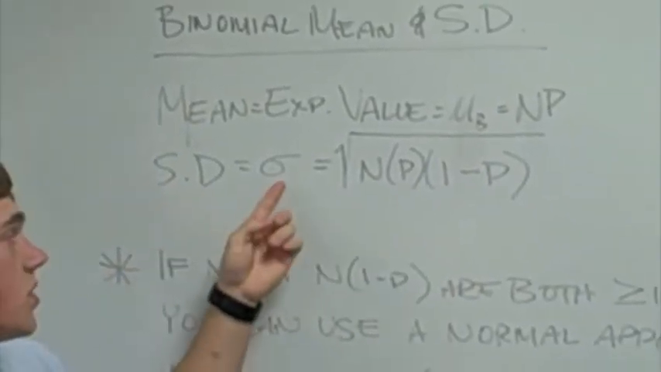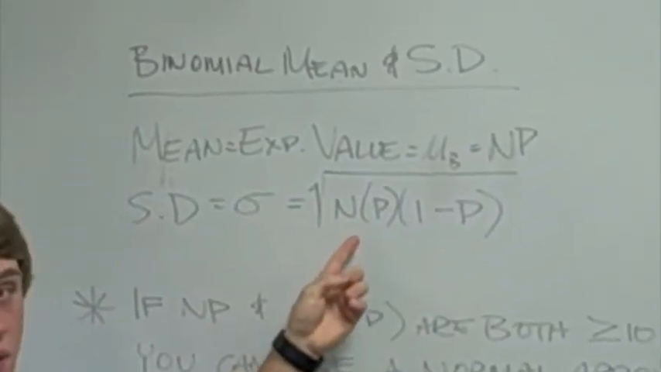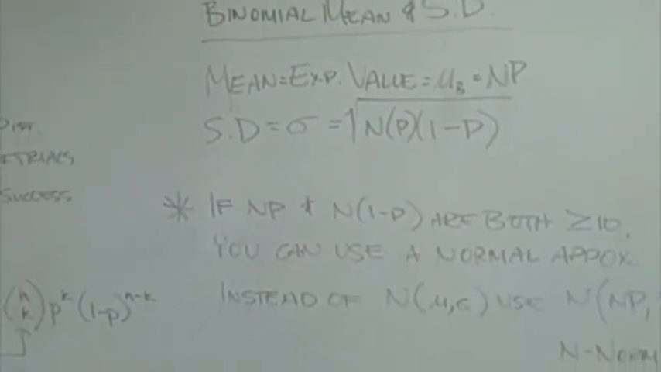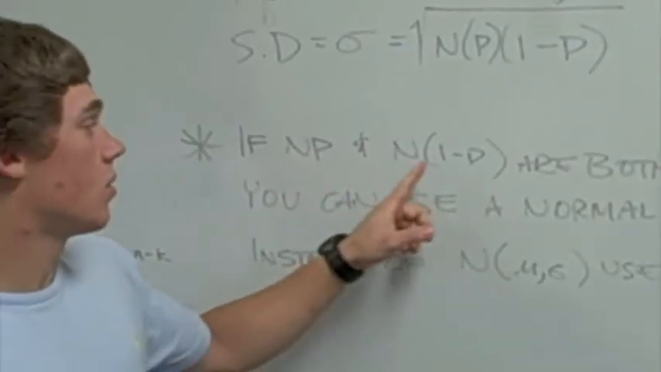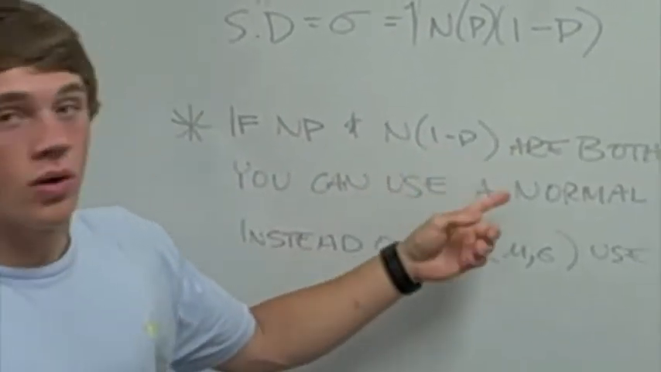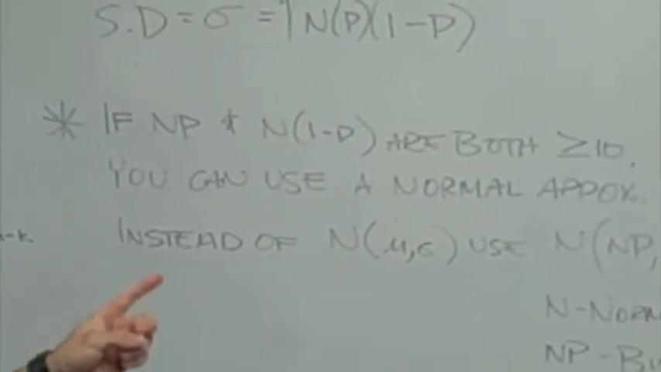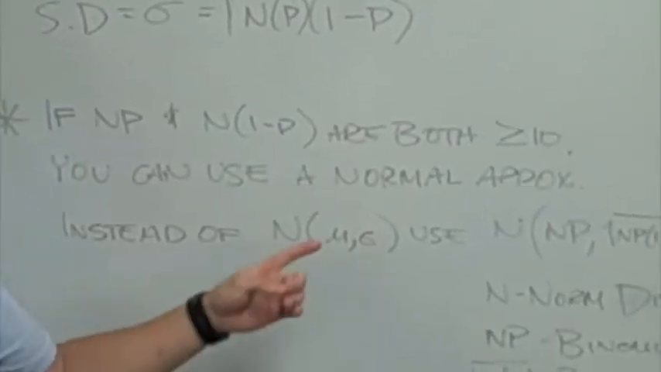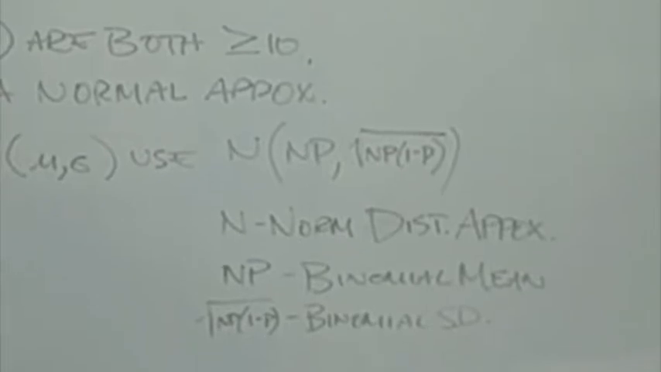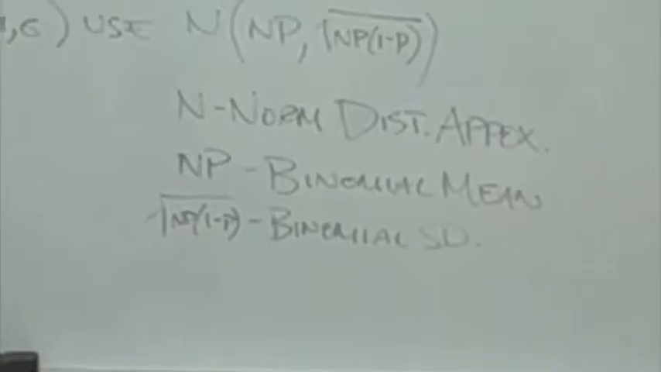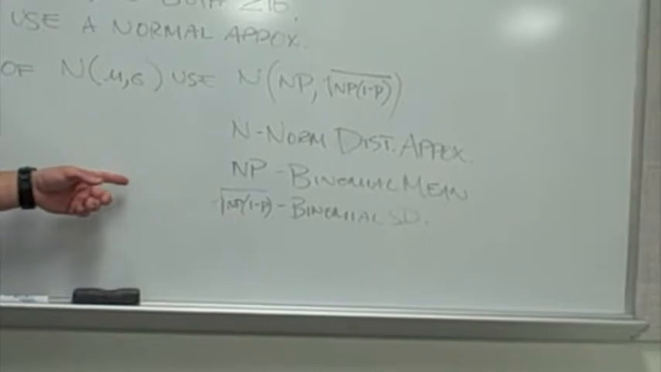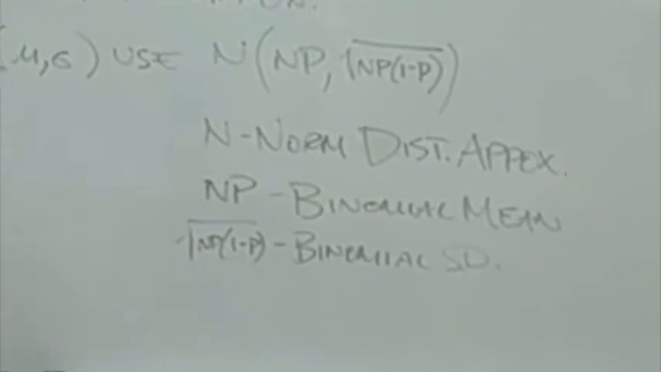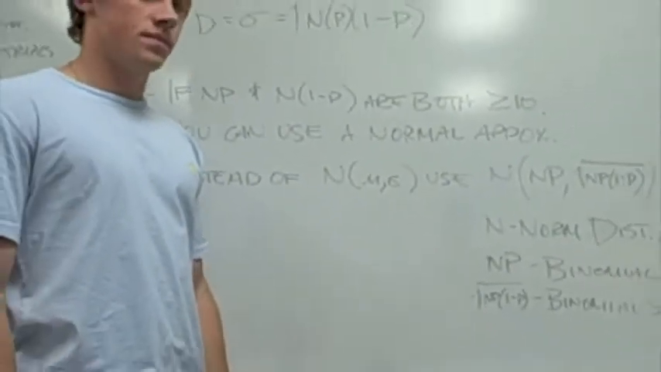The standard deviation, which is sigma, is the square root of n times p times 1 minus p. And once n times p and n times 1 minus p are both greater than or equal to 10, you can treat it as a normal approximation instead of using binomial, so you can just use your normal test like you would on any other thing. If you want to use the normal distribution approximation, you still have to use the binomial mean and standard deviation like you would if you were going to treat it as a binomial distribution.